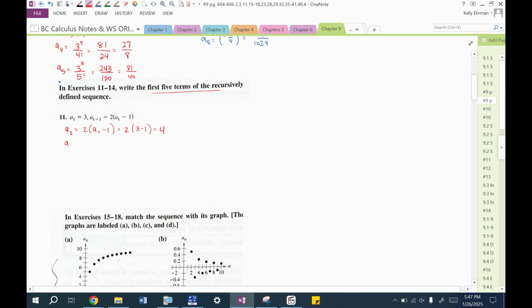All right, and then we want the first 5 terms. So the third term is 2 times a2 minus 1. So 2 times 4 minus 1. 2 times 3 is 6. Fourth term is going to be 2 times, I'm just going to put this in, 6 minus 1. 2 times 5 is 10. And the fifth term is going to be 2 times 10 minus 1. 2 times 9 is 18.